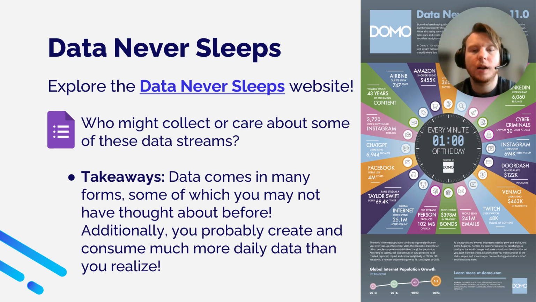On this slide, our prompt is about who might collect or care about some of these data streams. Encourage students to think about lots of different stakeholders that might be interested in their or others' data. This might include businesses like Amazon targeting relevant product ads, or social media companies like Instagram and TikTok also sometimes trying to serve up relevant product ads, but also other forms of personalized content. Might also include people like political analysts who are trying to predict voting patterns and a whole bunch of other options. We've also got some takeaways here at the closing of this Data Never Sleeps activity.